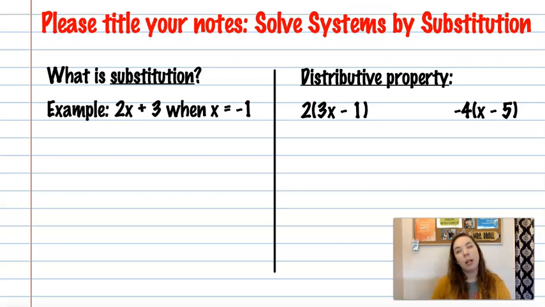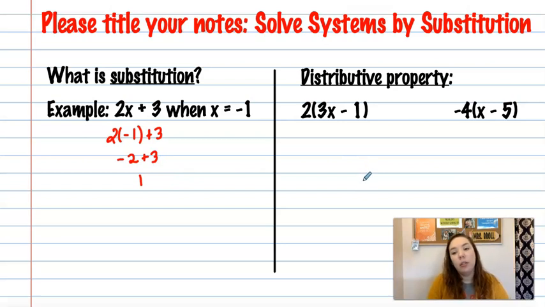So before we talk about substitution as a method to solve systems, we're going to talk about what is substitution in general. So substitution is whenever you plug something in. So in this example, we have 2x plus 3, and we can plug in a -1 for x. 2 times -1 would be -2. -2 plus 3 would give us 1. But this is the same as substituting when you plug something in.